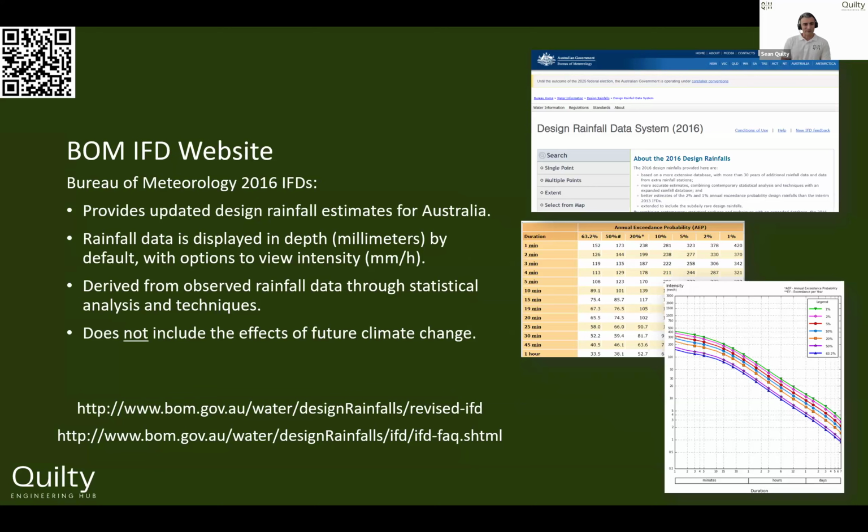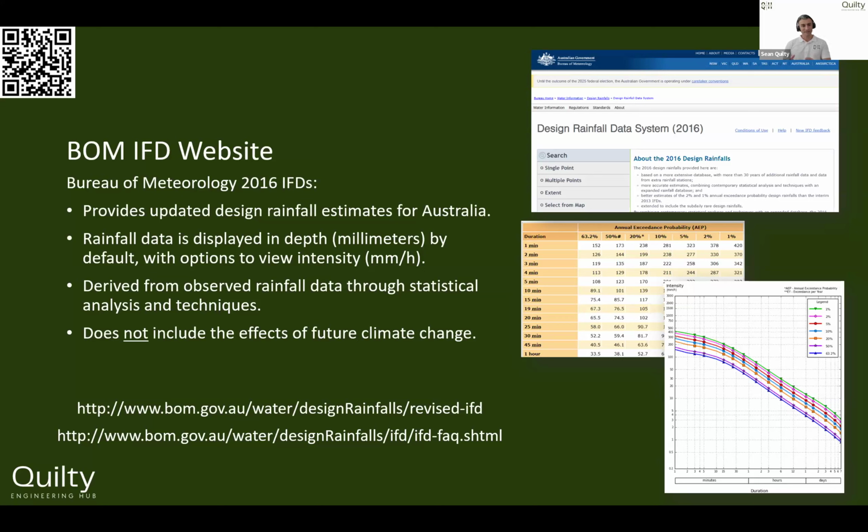They call it the 2016 IFD. That's when they updated a whole heap of rainfall data, and so it provides updated design rainfall estimates, again, anywhere across Australia. When you access this website, just keep in mind that the rainfall data can be displayed in millimeters or millimeters per hour. So just double check your units before you start using any of those in your calculations.